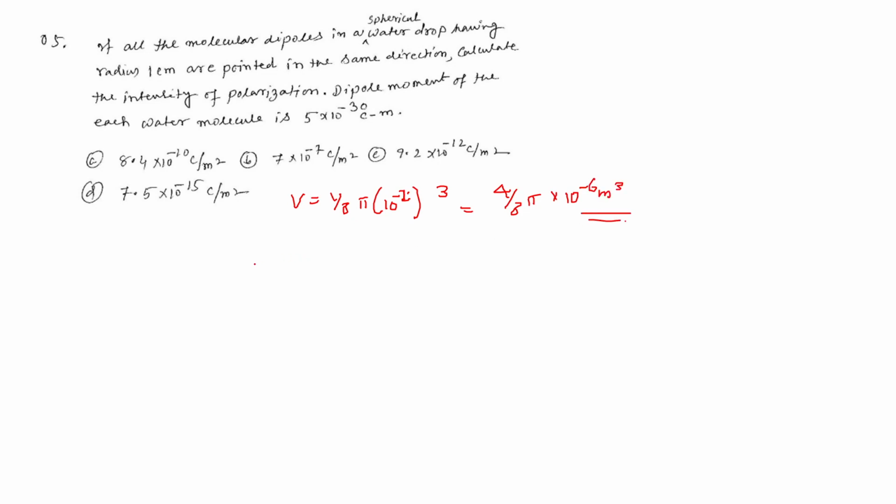Okay, now mass of the water drop, m, we have to calculate. So 4 by 3 pi into 10 to the power minus 6 into 10 to the power 3 kilogram. So it will be 4 by 3 pi into 10 to the power minus 3.